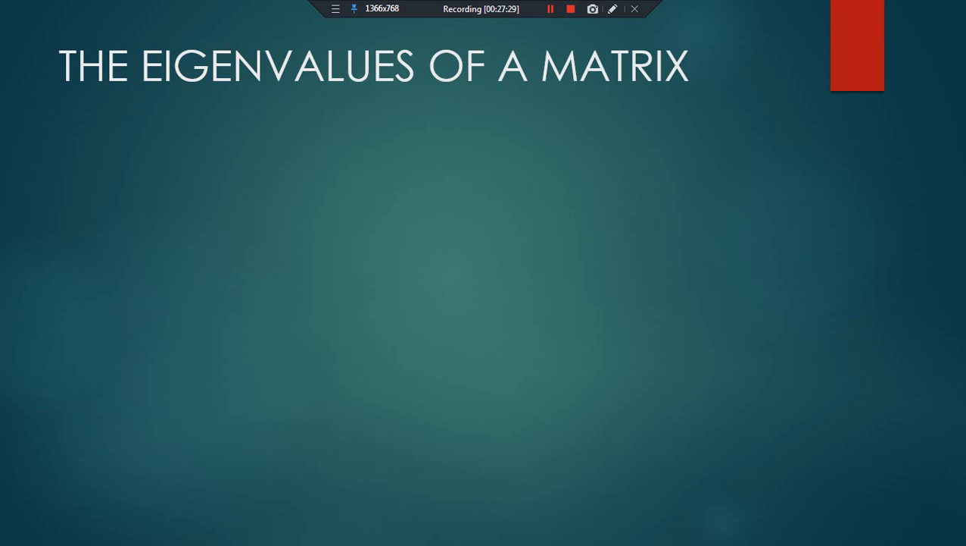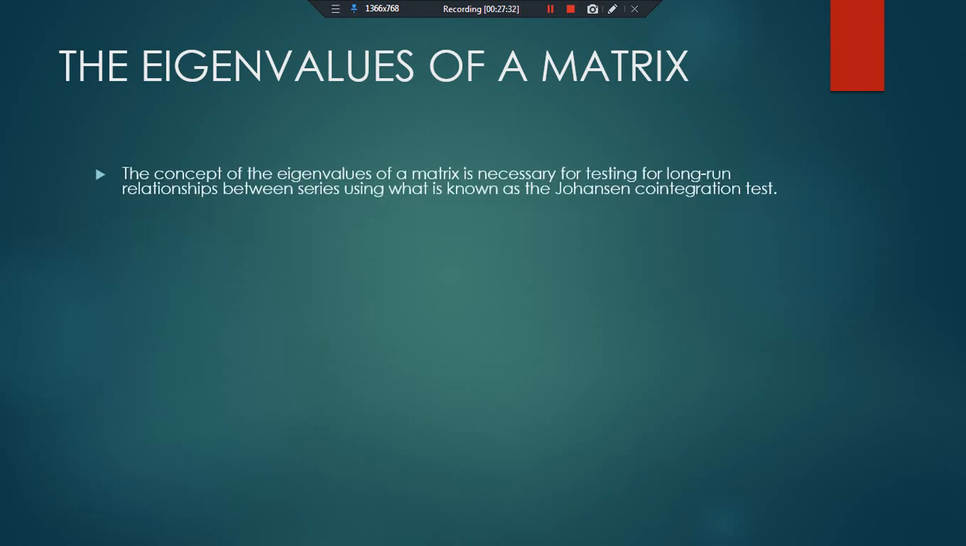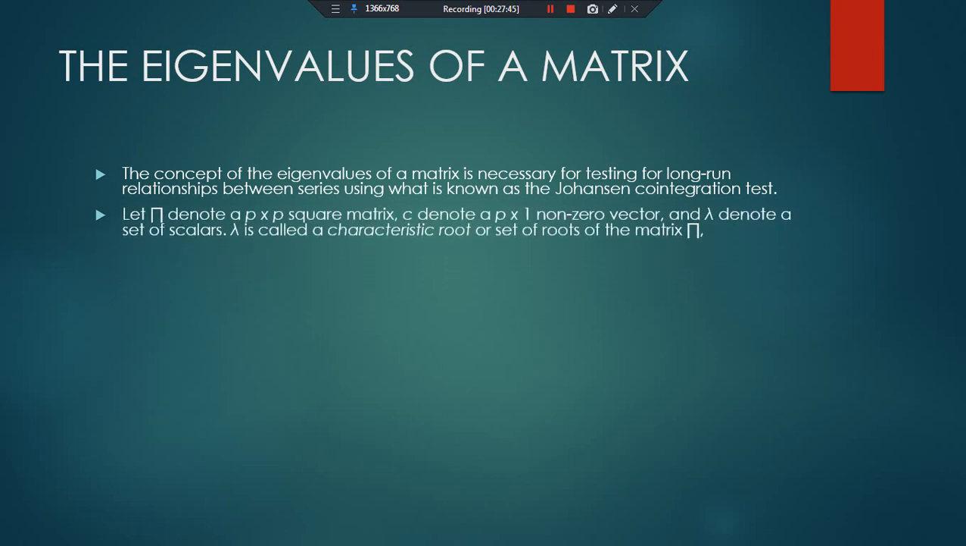The eigenvalues of a matrix. The concept of eigenvalues of a matrix is necessary for testing for a long-run relationship between the series using what is known as the Johansen cointegration test. Let pi denote a P cross P square matrix, C denote a P cross 1 non-zero vector, and lambda denote a set of scalars. Lambda is called a characteristic root, or a set of roots, of the matrix pi.